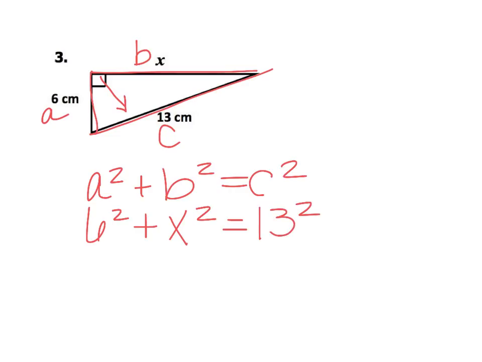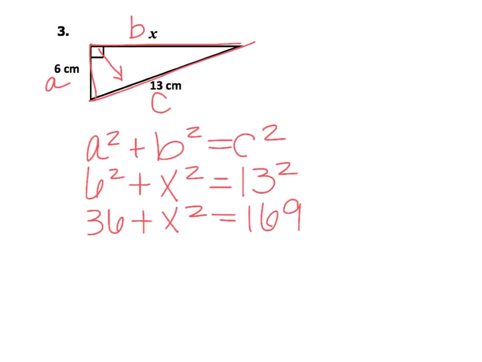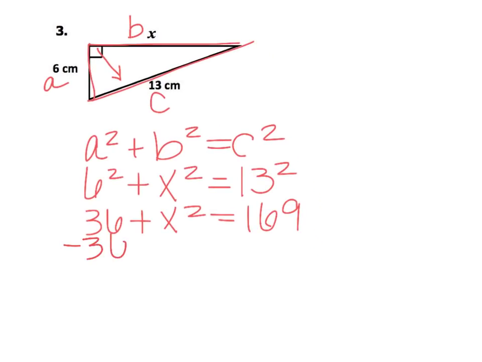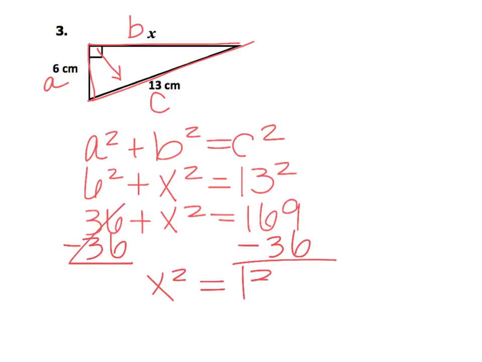Then we want to simplify, so we get 36 plus X squared equals 169. Our goal is to get x by itself. So first subtract 36 from both sides. We end up with x squared equals 133. Now we want to take the square root of both sides. So on the left, we're just left with x. And we know that x equals the square root of 133.